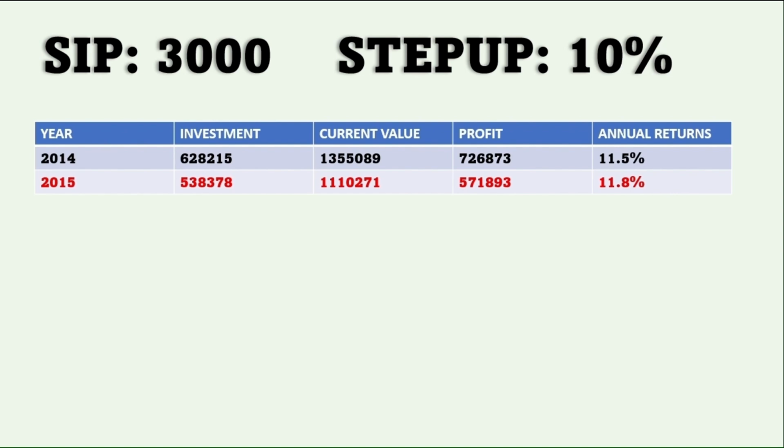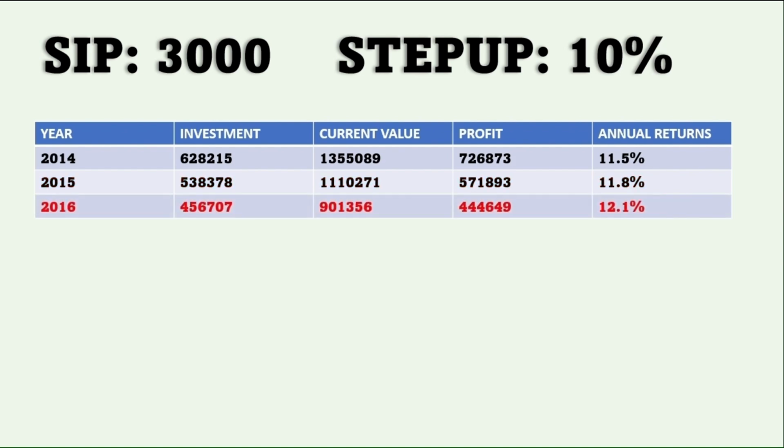Similarly, if we started investing 3,000 every month from year 2015 and increased the SIP amount by 10% from 2016, you would have made an investment of 5,38,378. With an annual return of 11.8%, the current value would be 11 lakhs 10,271. You would have made a profit of 5 lakh 71,893. Now let's quickly see the returns for subsequent years until 2024.